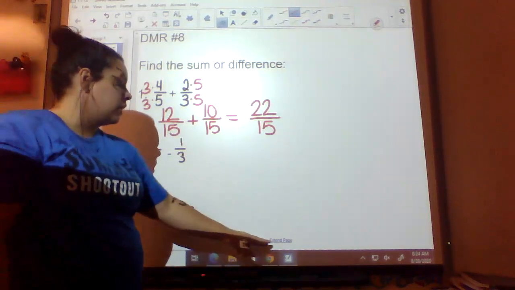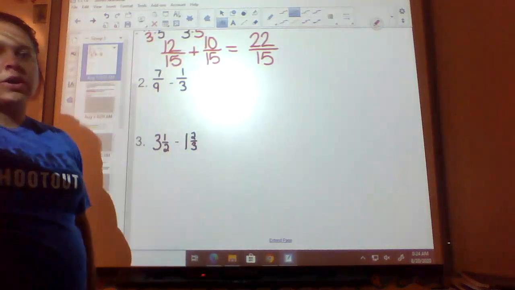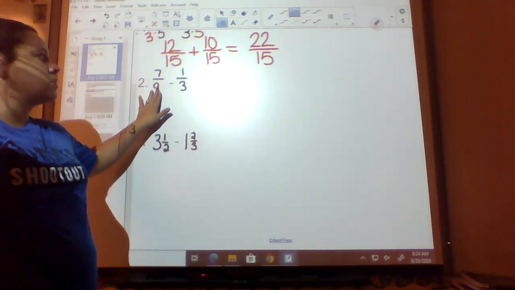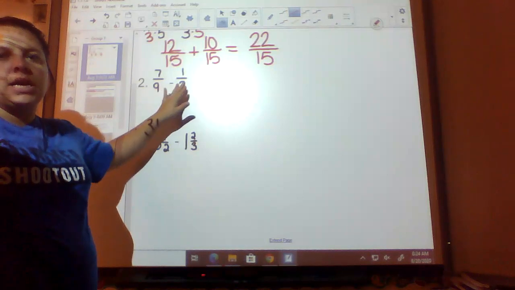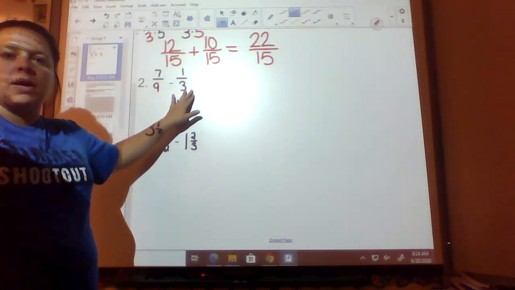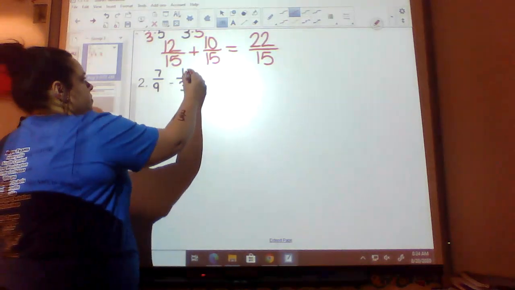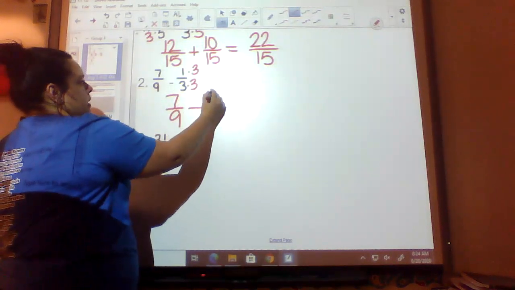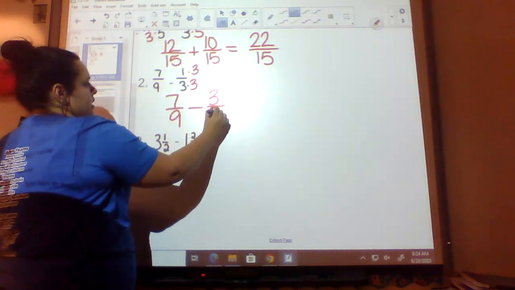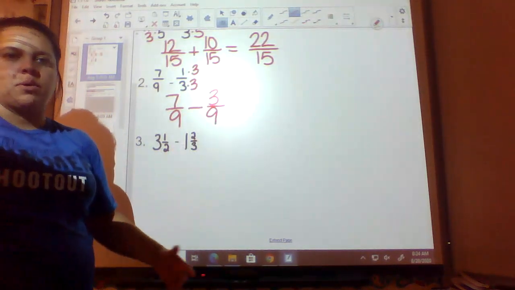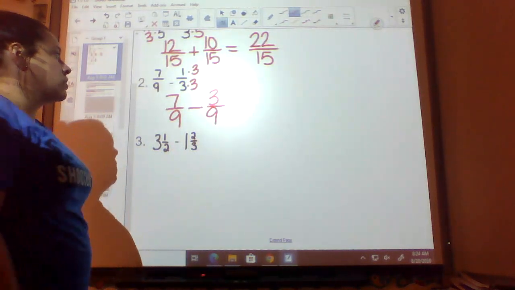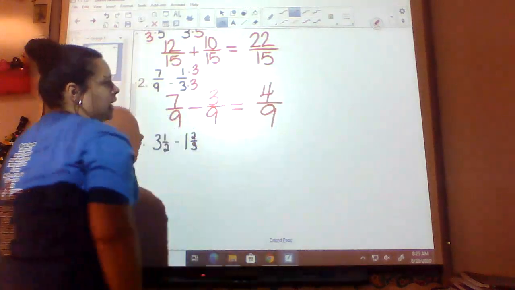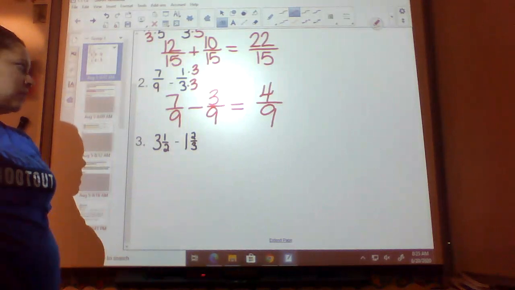All right, the second one, 7/9 minus 1/3. Common denominator of 9 and 3 is 9. This one's already a 9, so I don't need to change it. But this one's a 3, so what do I multiply 3 by to make 9? 3. So that's 7/9 minus 1 times 3, that's 3. 3 times 3, that's 9, and now I can subtract them because they both have a common denominator of 9. So 7/9 minus 3/9, 7 minus 3, that's 4, so that's 4/9. And that doesn't reduce, so it's done.